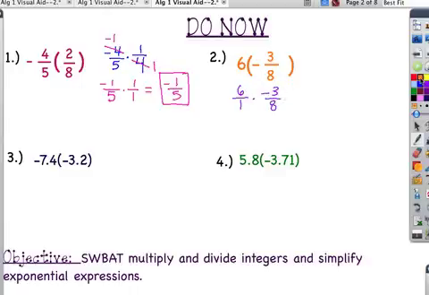Number 2. 6 is like 6 over 1 times -3 over 8. I can cross-reduce. This leaves me with 3 and 4. Multiplying across gives me -9/4, which equals -2 1/4 when written as a mixed number.